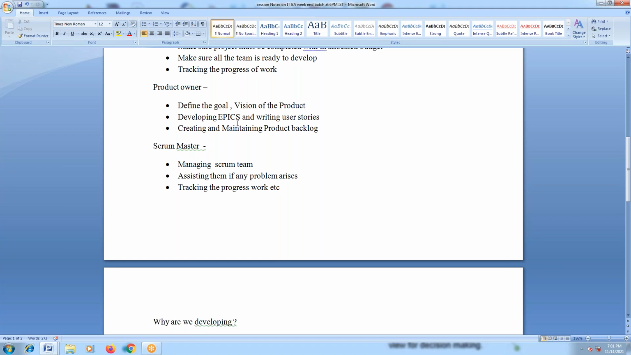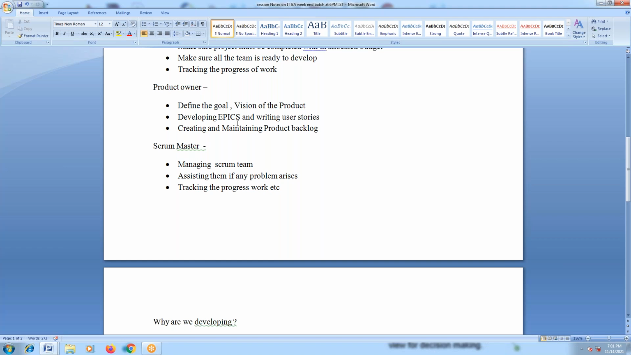Next, a product owner is a person who is usually someone coming from a business analyst profile. Business analyst profiles will become product owners. Why? Because defining the goal and vision and writing user stories, all that can be done by the product owner. Why? Because a product owner will be a client representative. Always we see the product owner as a client representative.